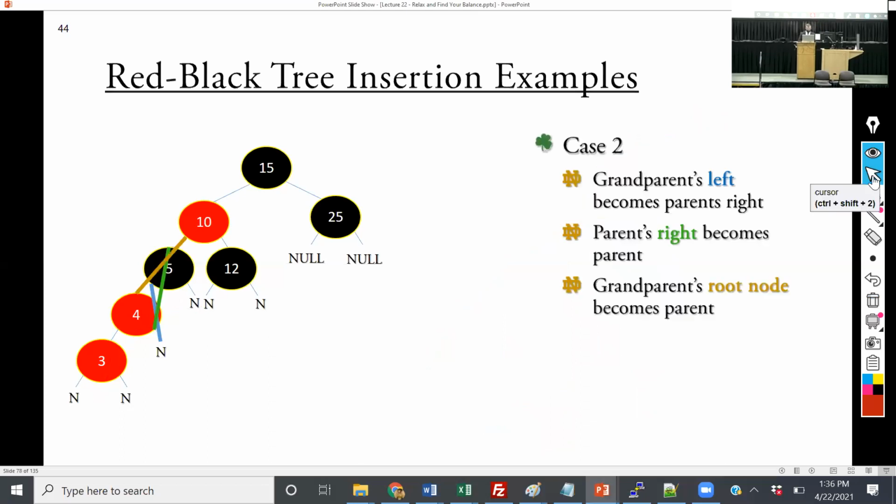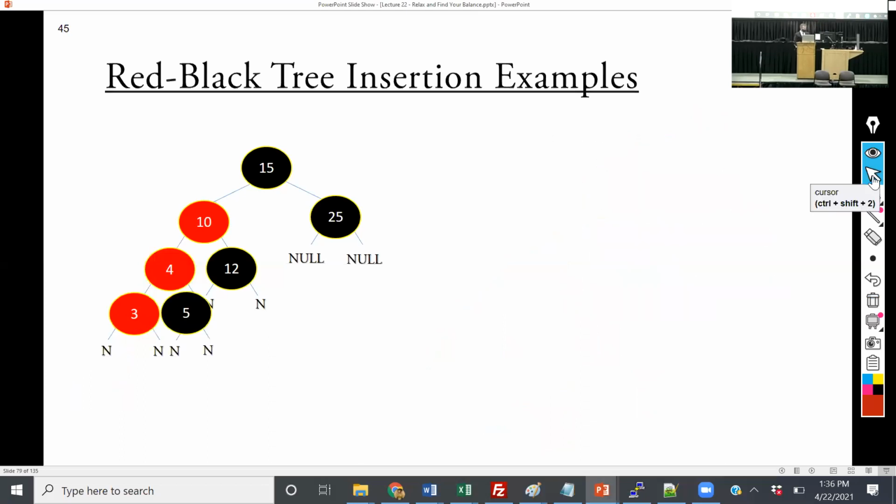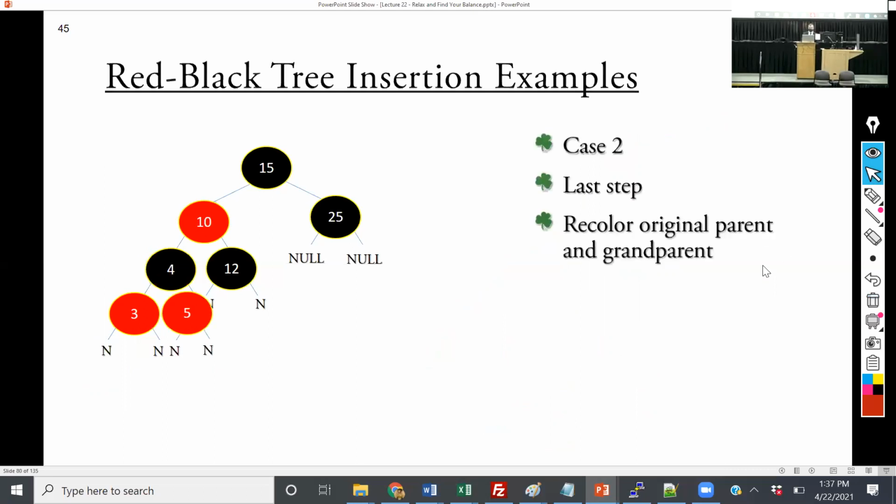We now see that we have this here. And then the last thing we need to do is recolor 4 and 5, like so. So please let me know, for the student who asked me about case 2 in the Slack, if that addressed your question. So what we had there is a parent and a grandparent that were in the same direction. I was about to say zig zig, and I realized we haven't covered splay trees yet, so I don't want to throw terminology at you that you're not familiar with yet.